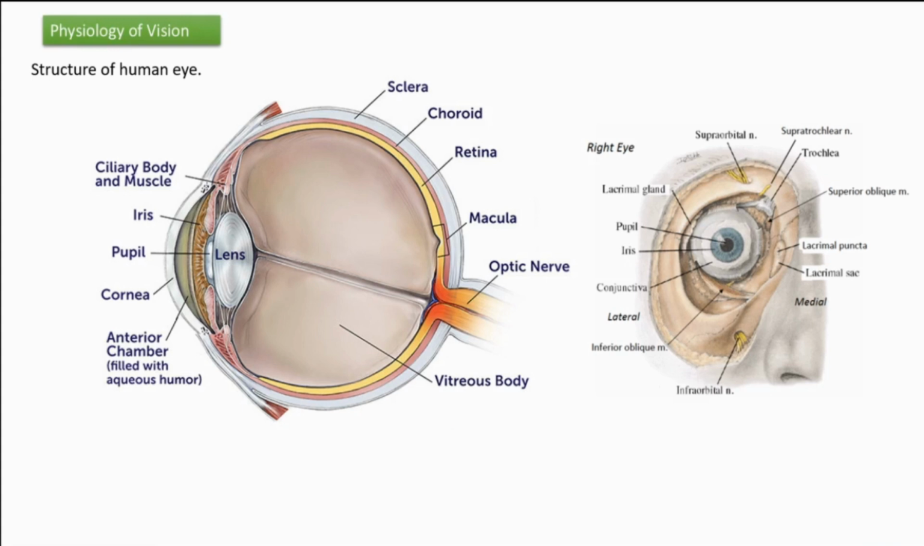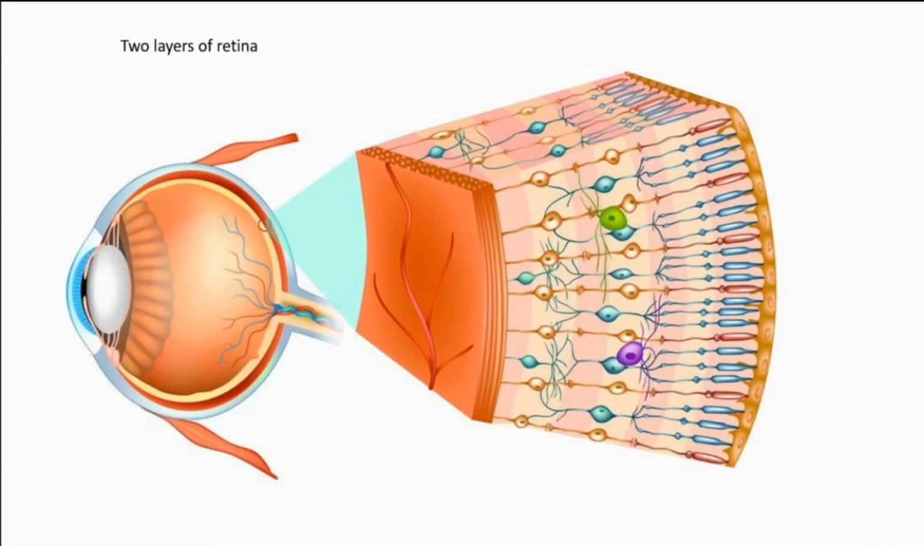Then exists one more layer. It's a very important layer that helps in vision. That's the innermost layer. It's called retina. So totally there are 3 layers. The innermost layer is called retina, and retina itself consists of 2 layers: an outer pigment layer and an inner nervous layer. So that we can see in the next slide.